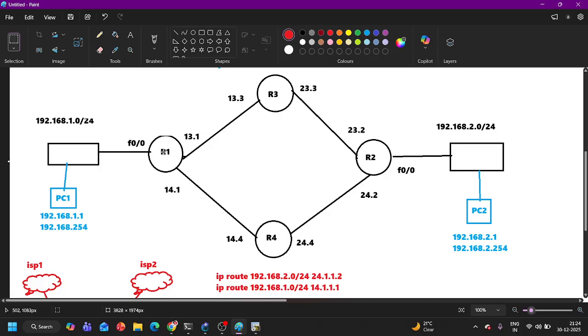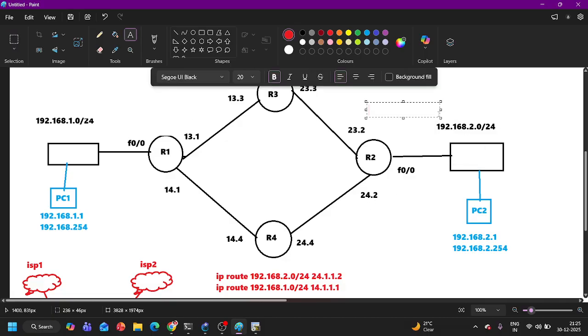I understand, sir. But suppose 192.168.1.0 is replying to 192.168.2.0, right? The pinging. The first goes through R3 to R2, and the reply packet comes from R4 or R3. Which one? That depends on your routing configuration on router number 2, on the R2 routing table.